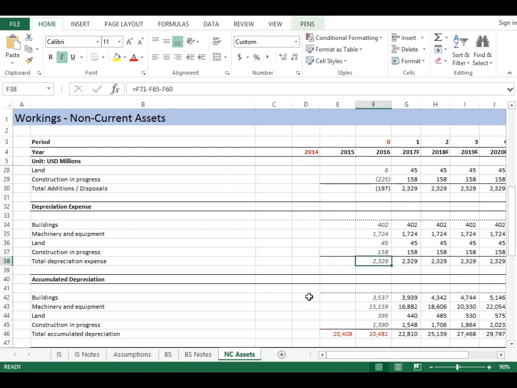Any problem so far? How will our working differ if we use the reducing balance method? If you are using a different method, then what I am advising you to do is go to the notes to financial statements or annual report notes, where you can find the exact expense for all of these assets. Take the exact expense for all of these assets and put that here.